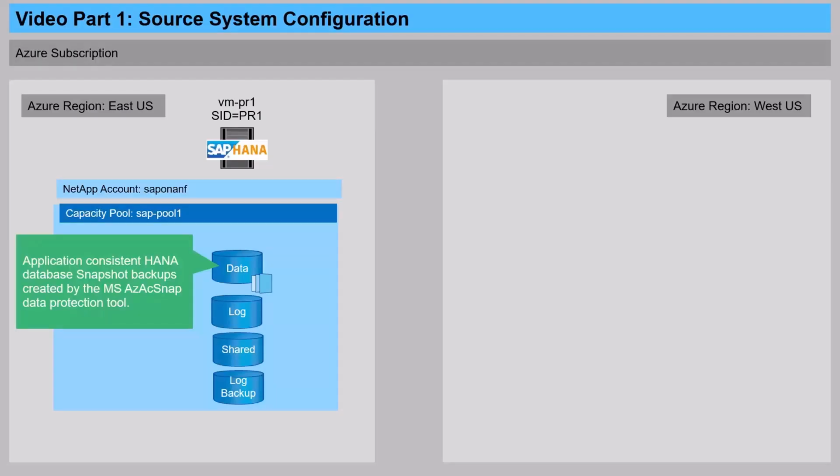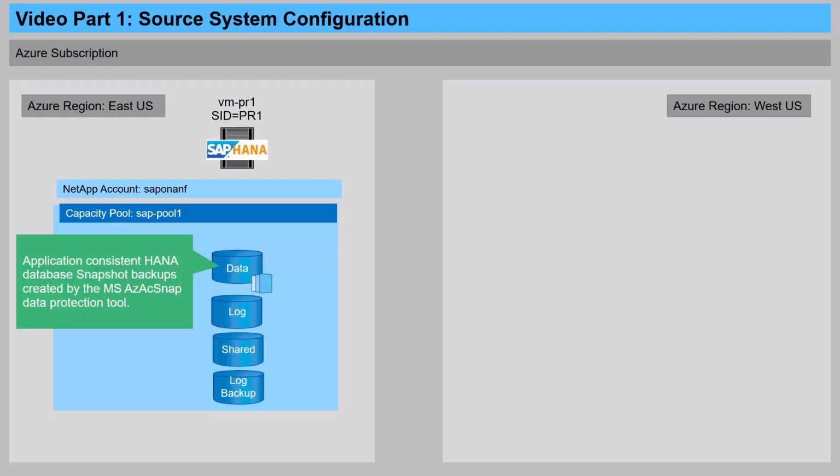In our lab setup, we are using an SAP HANA MDC system with a single tenant using Azure NetApp Files as the underlying storage. The HANA system is deployed in the Azure region East US, and we are going to set up a disaster recovery solution in Azure region West US. The HANA system is using 3 volumes: the data, the shared, and the log volume. The log backup is configured to be stored in a separate volume.